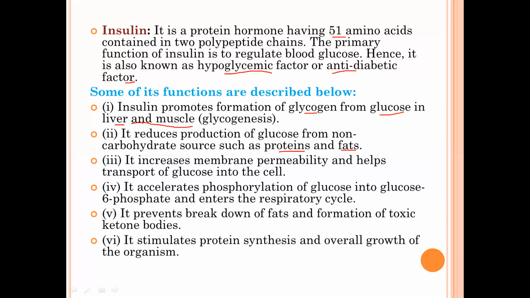That process will be inhibited by the hormone insulin, and it increases membrane permeability and helps transport of glucose into the cells. That means each and every cell of our body has receptors, which we call insulin binding receptors. So this insulin hormone will go and bind to those receptors, making our cell membrane permeable for the glucose to enter. If glucose enters, only then does the process of oxidation take place in the cell. So that is possible only when insulin tells our cells to take glucose.